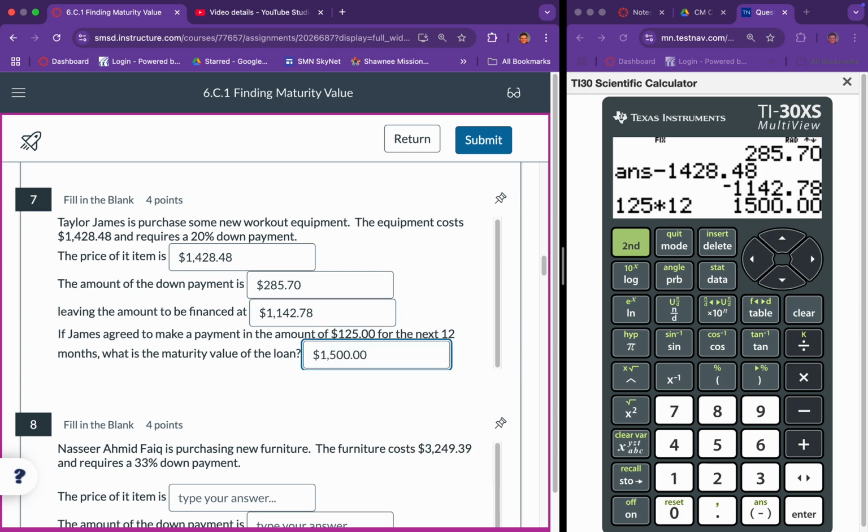So if you go out and you do this today, you go out and you buy this equipment on February 1st of 2025, you will own the equipment on February 1st of 2026, and you will have paid $1,500 on the loan. The maturity value of the loan will be $1,500. So basically about $350 extra. But that's another day. The maturity value is the cost per month times the number of months.